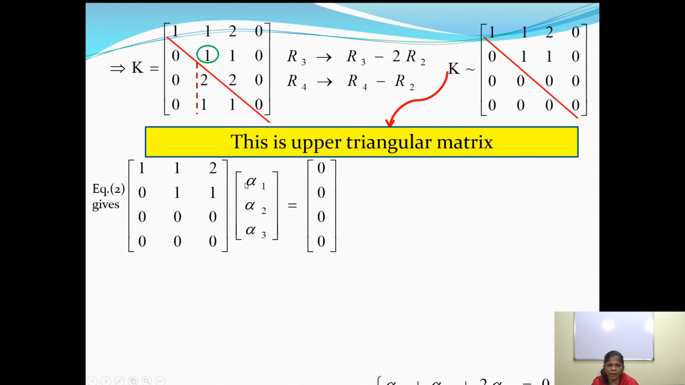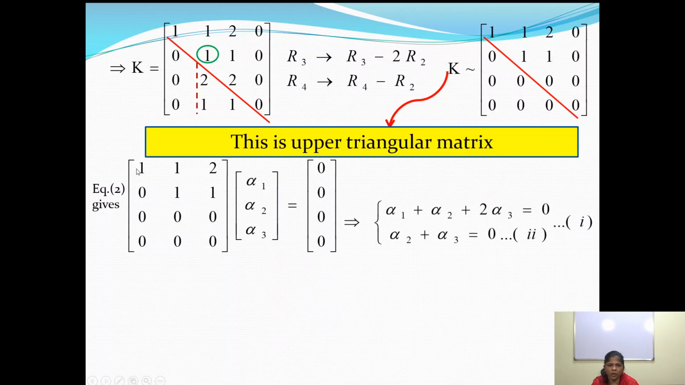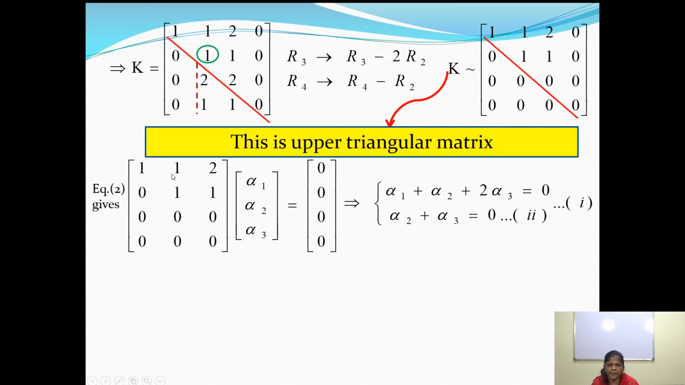Now multiply these two matrices, equate with the right hand side. So what we get, 1 into alpha 1 plus 1 into alpha 2 plus 2 into alpha 3 equal to 0. Let us call it equation 1. Then next, 0 into alpha 1 plus 1 into alpha 2 plus 1 into alpha 3. So alpha 2 plus alpha 3 equal to 0. Remaining, what we observe, 0 into alpha 1, 0 plus 0 plus 0. So no need of mentioning those equations, right?